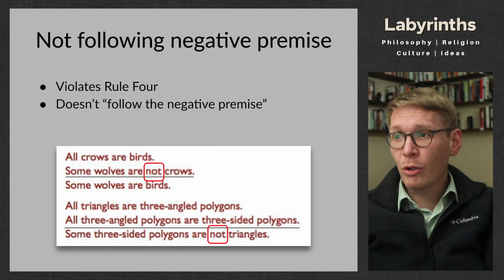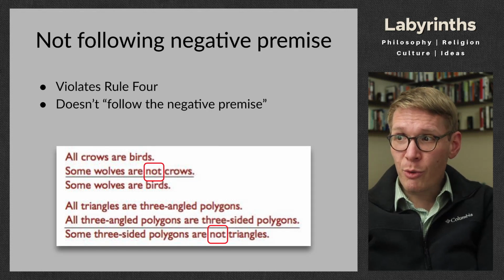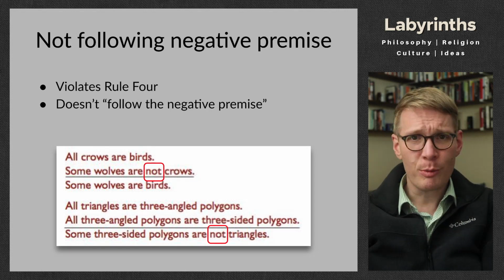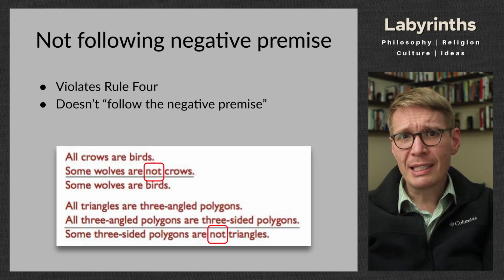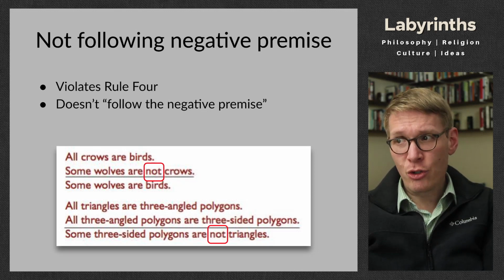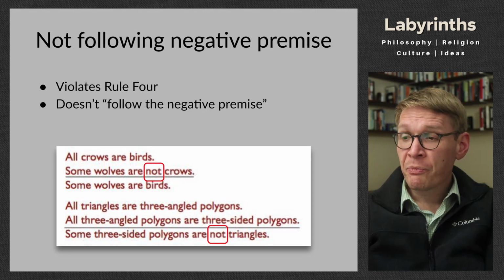So in this case, we have all crows are birds. Some wolves are not crows. Therefore, some wolves are birds. Well, yeah, that's just kind of a nonsense argument. But what we're looking at is the example of the not, right? Because you have one negative premise here. And that should make the conclusion negative, but the conclusion is not negative.